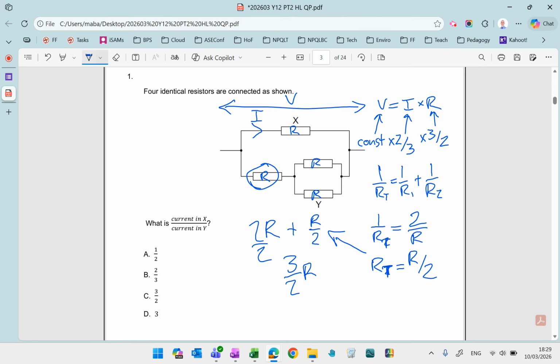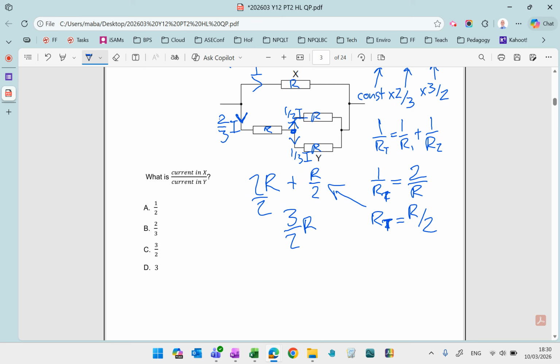Okay, so where does that get us to now? That gets us to this point where we can say that the current flowing through this resistor here, the current flowing this way around the circuit, is going to be 2/3 of I, and then of course the current's going to split again at this junction here. So you're going to get 1/3 of I going that way and 1/3 of I going that way.